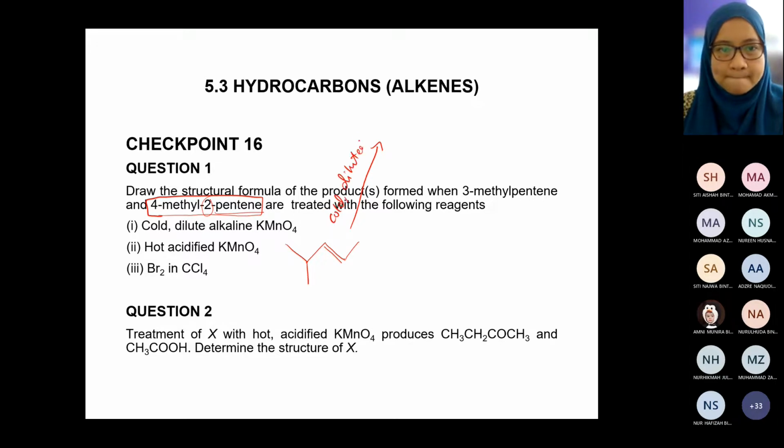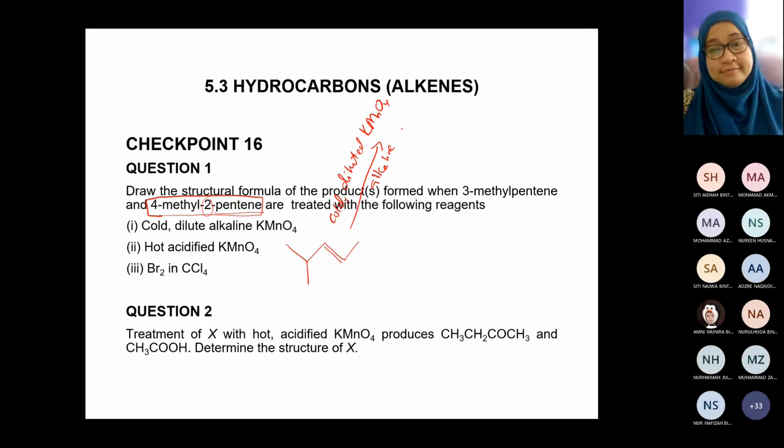diluted, alkaline, KMnO4. Boleh balik je lah. Alright, so this is known as Bayer's test. Okay, Bayer's test, ingat kita dah belajar tadi yang reaction nombor 2, Bayer's test. That means it is an oxidation reaction, but the product formed will be diol. Maksudnya OH, we have two OH group in the molecule.